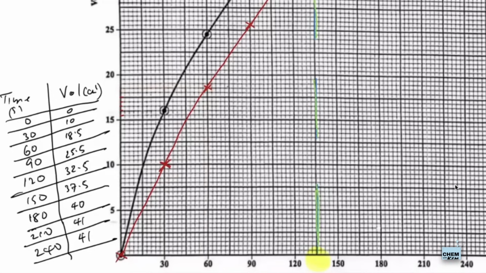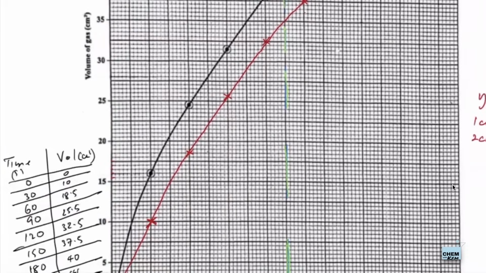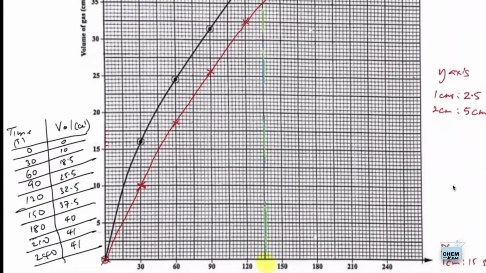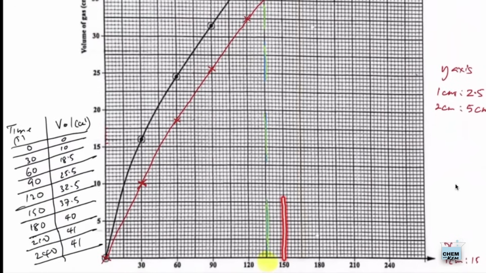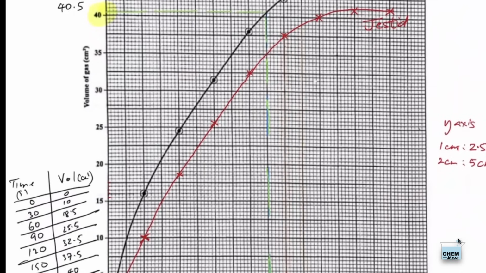At 90, we're plotting 25.5. So we'll come up our 90 line, and 25.5 would come across here, and we'll put our point there. At 120, this is our 120 line. We're going to plot 32.5. 32.5 is right here. So that would be our plot. And we'll continue. We have 150, and 150 is here. So this is our 150 line, and we're going to plot at 150, 37.5. So that's our point there.